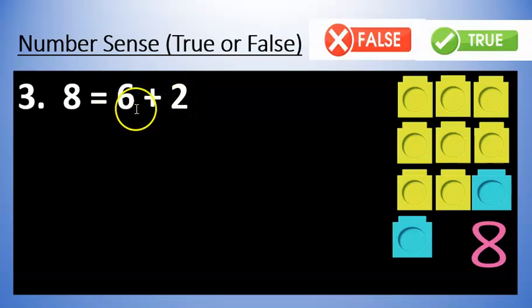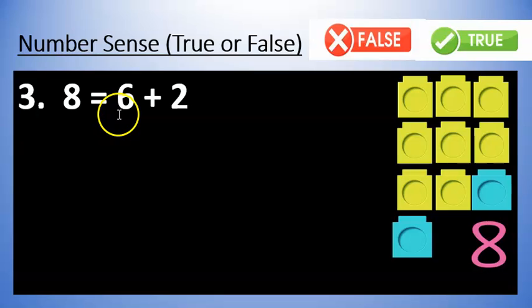Okay, really, we're just going to look at these two numbers because 6 plus 2 equals 8. That's what the addition equation is telling us. Now, we got to see if this is true or false. Does 6 plus 2 equal 8, or does it equal another number?